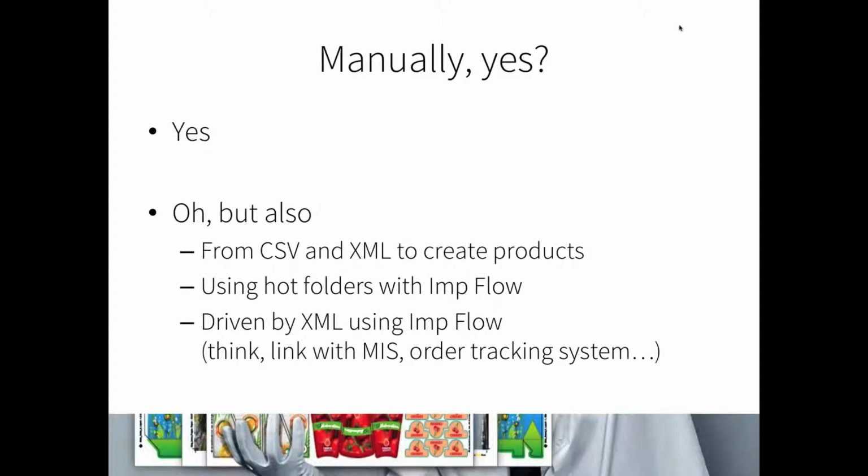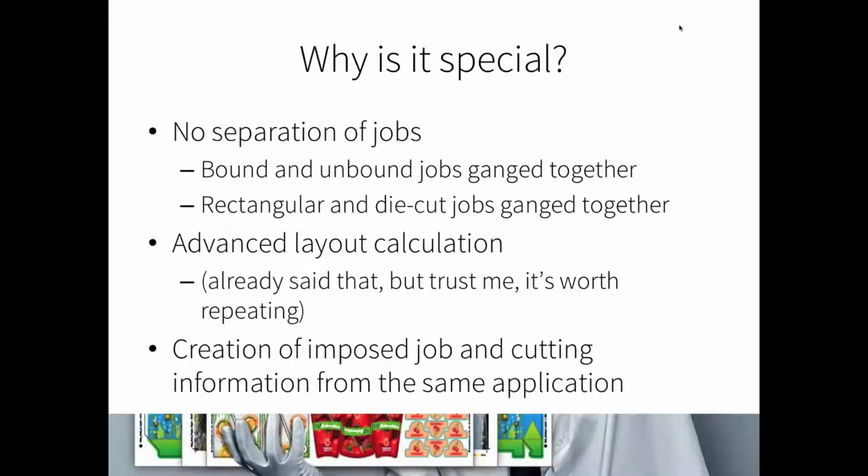And so we're talking about a manual imposition tool. Well, yes, but we're also talking about much more than that. There is the ability to use CSV and XML to create products. There is the ability to use hot folders with IMP. There is the ability to drive IMP completely from XML. And we'll go into much more detail on all of those steps. We'll start with the walking bit, and that is then, of course, the manual bit, but we'll cover the CSV and XML example. We'll cover IMP flow and looking at hot folders and XML-driven workflows. So we'll go over all of that.